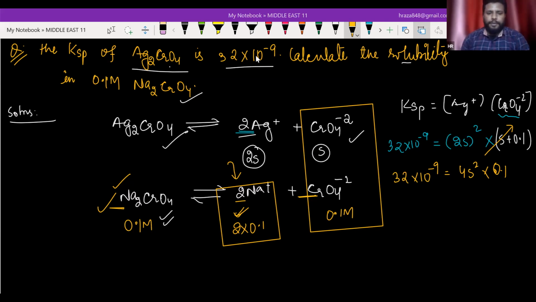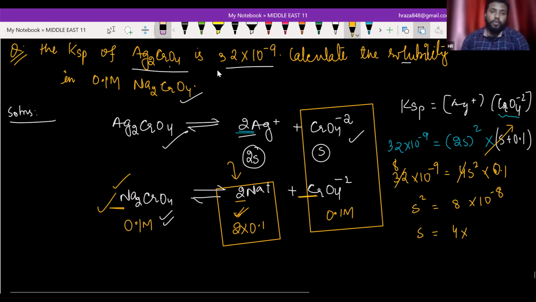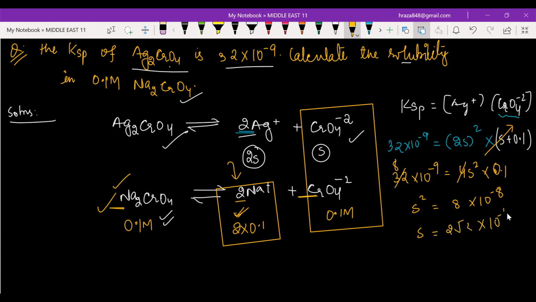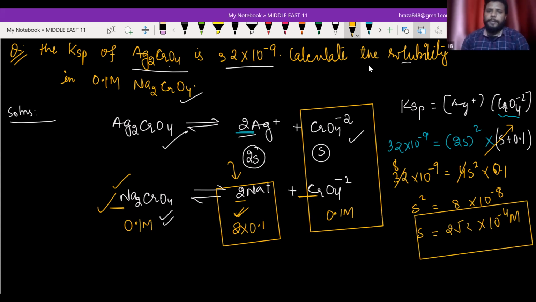Very good. This will have a value that is basically cancelled by 8 times, and if you are going to solve it, it will be 8 into s square equal to 8 into 10 raised to the power minus 8, right? And if you take a square root, it will be 2 root 2 into 10 raised to the power minus 4.